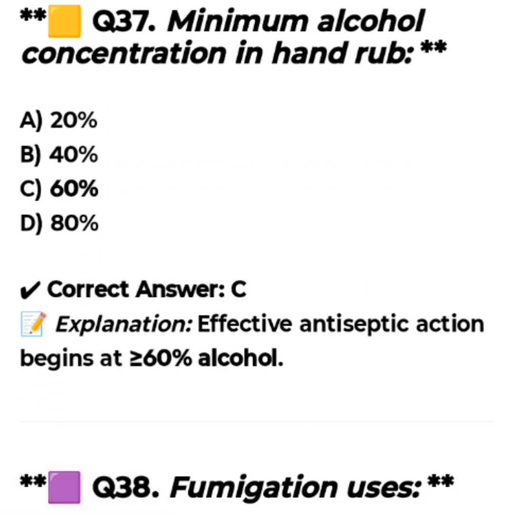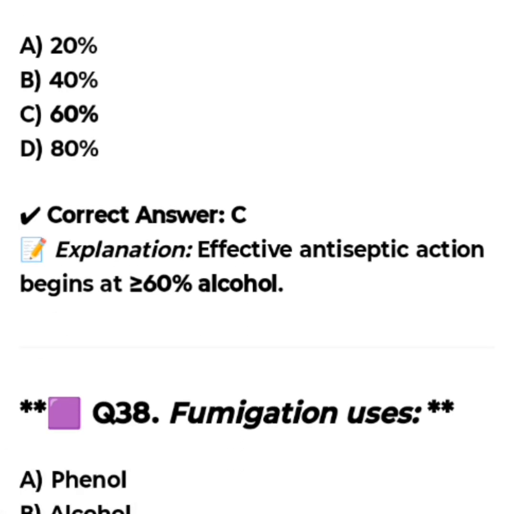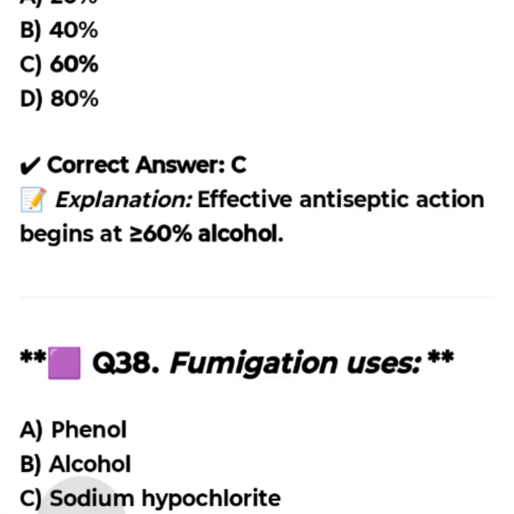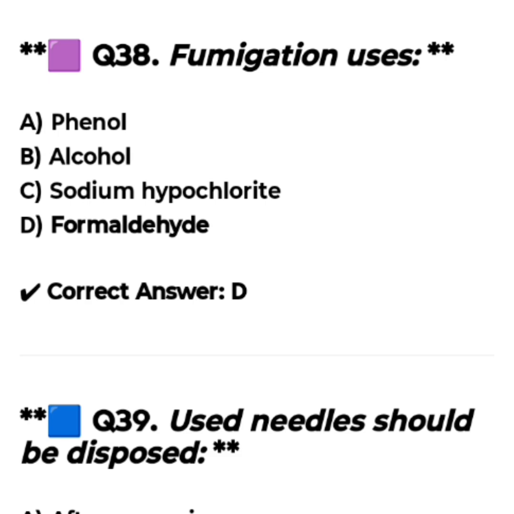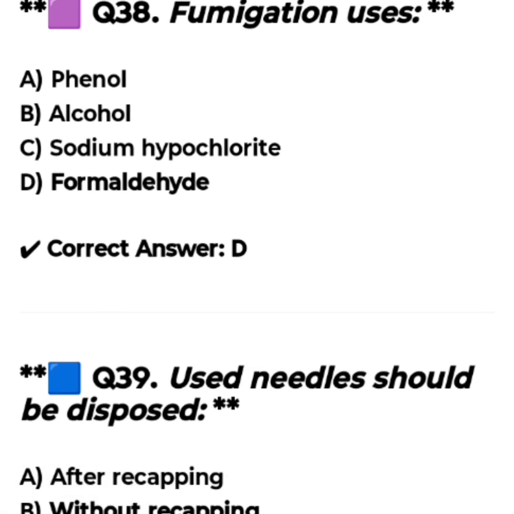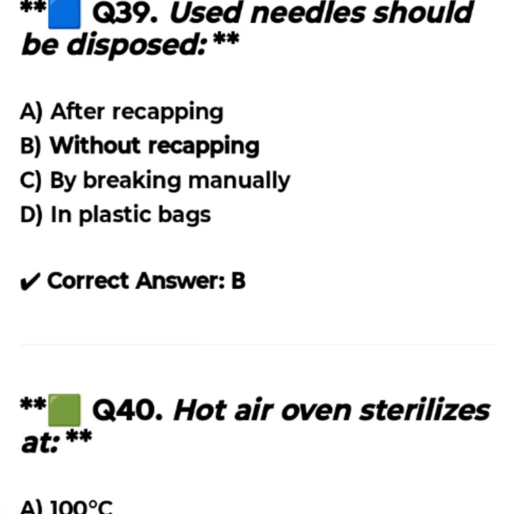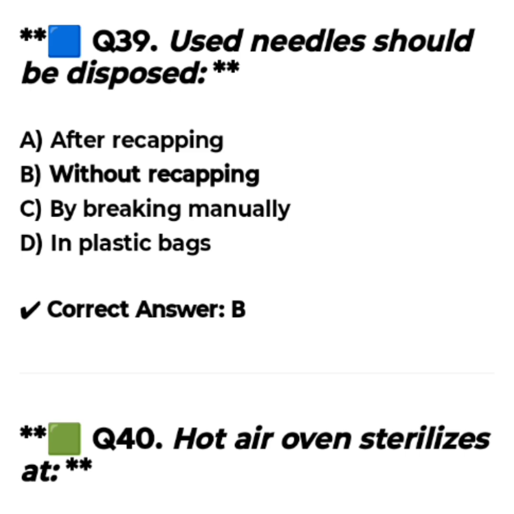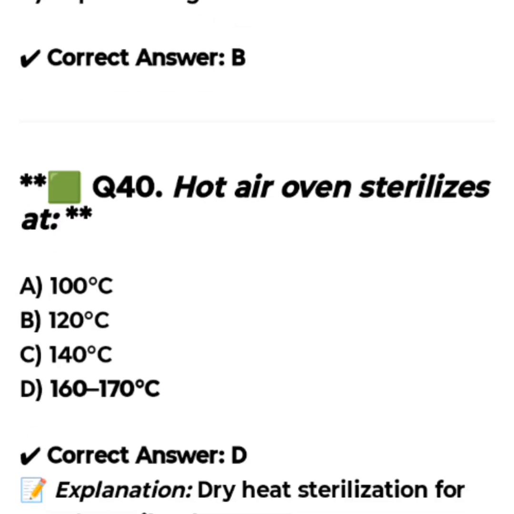Minimum alcohol concentration in hand rub. The correct answer is option C, 60%. Effective antiseptic action begins at greater than or equal to 60% alcohol. Fumigation uses. The correct answer is option D, formaldehyde. Used needles should be disposed. The correct answer is option B, without recapping.